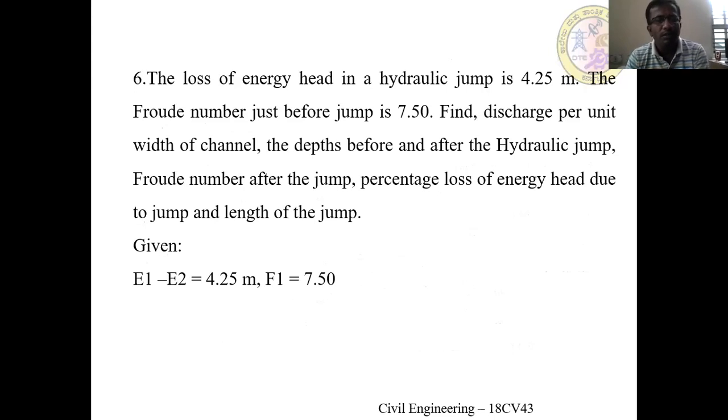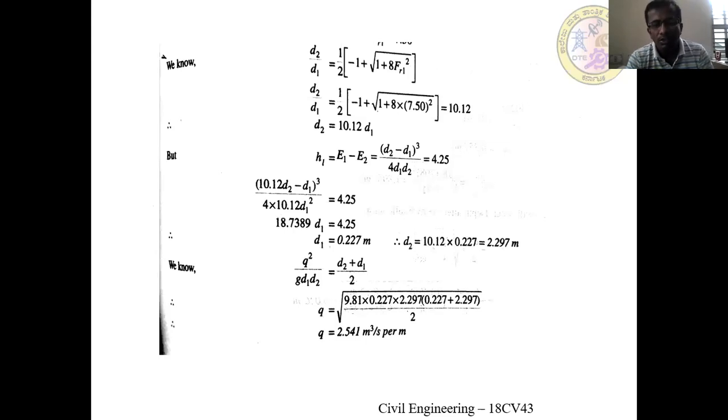Next problem: the loss of energy in a hydraulic jump is 4.25 meters. The Froude number just before the jump, F1, is 7.5. Find the discharge per unit width of channel, the depths before and after the jump, the Froude number after the jump, the percentage loss of energy due to the jump, and the length of the jump. So E1 minus E2 is 4.25, and the value of F1, 7.50, is given. We are asked to find the remaining things.